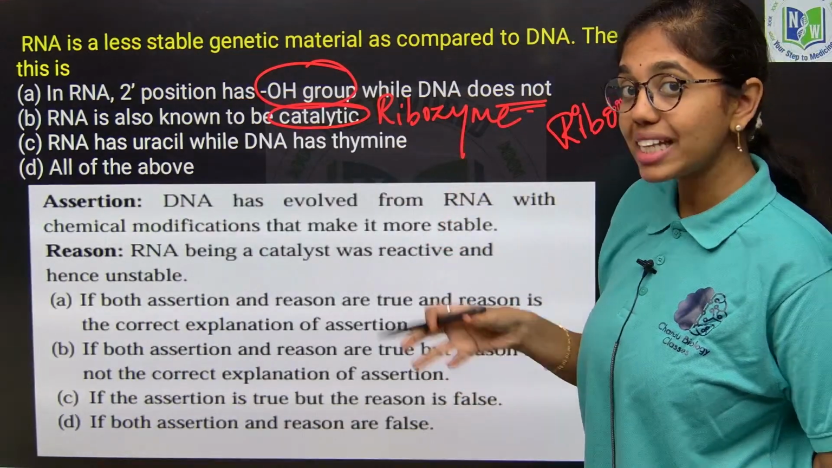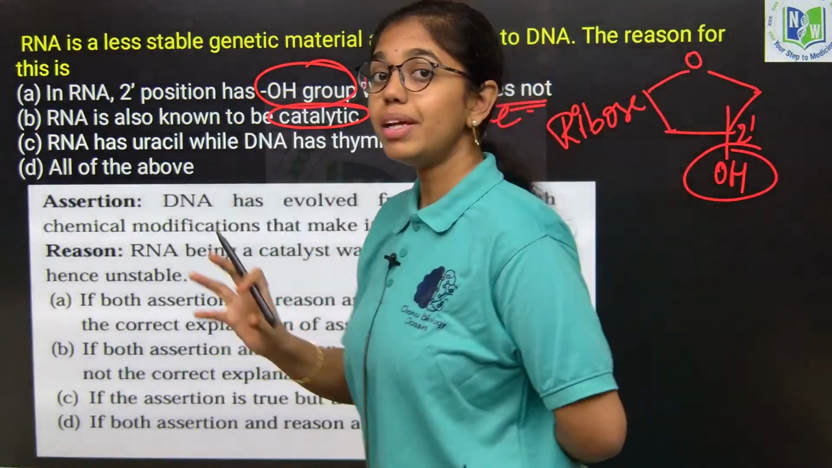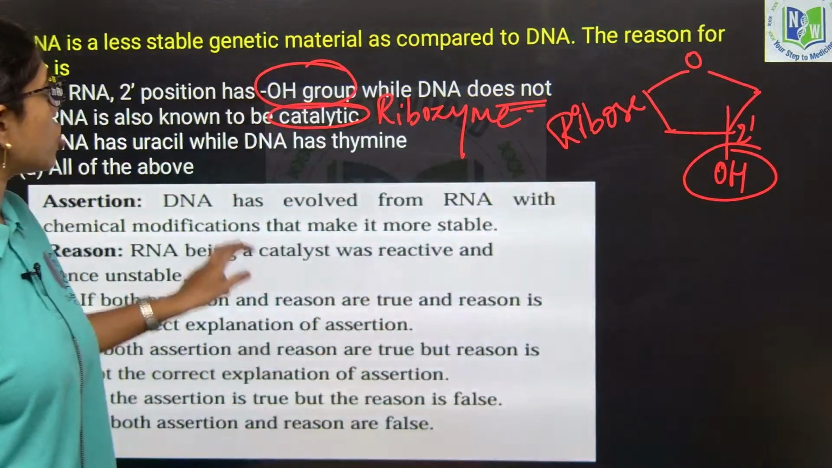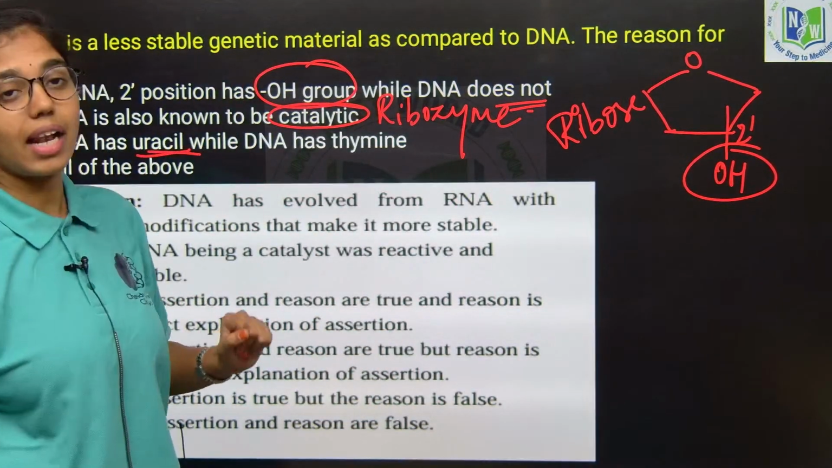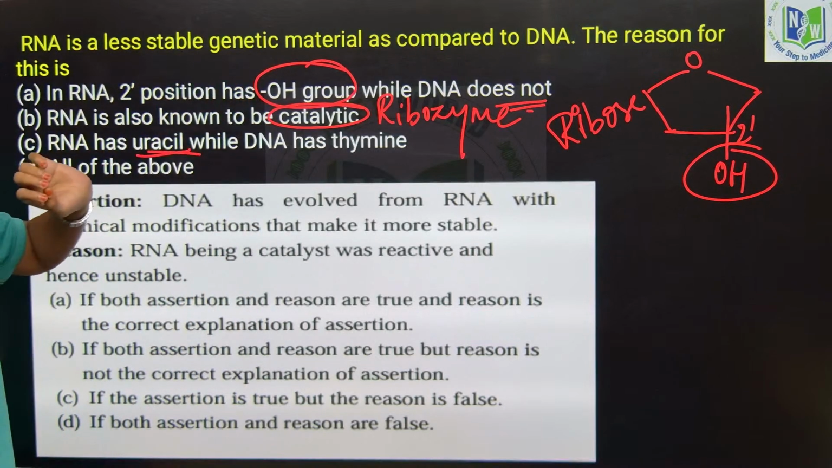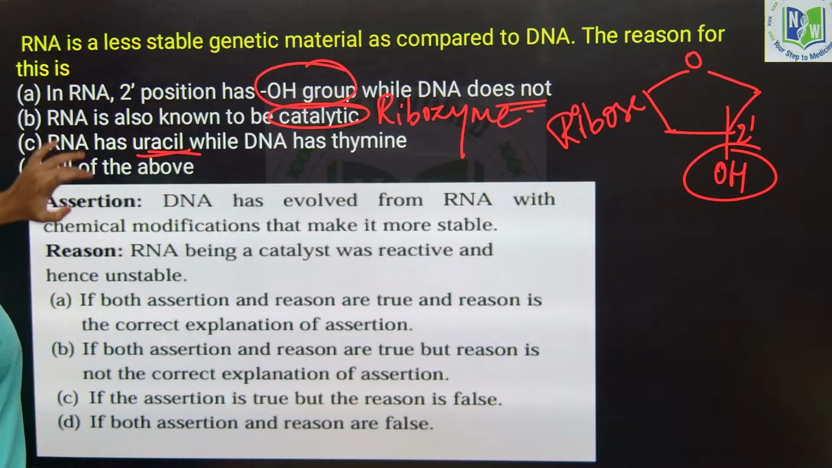RNA has uracil in the place of thymine. Thymine in DNA adds additional stability to DNA, whereas the absence of thymine and presence of uracil as a nitrogen base in RNA is also one of the reasons for its instability. So all these reasons are correct. In that case, what option do we have to choose? Option D is the right answer.